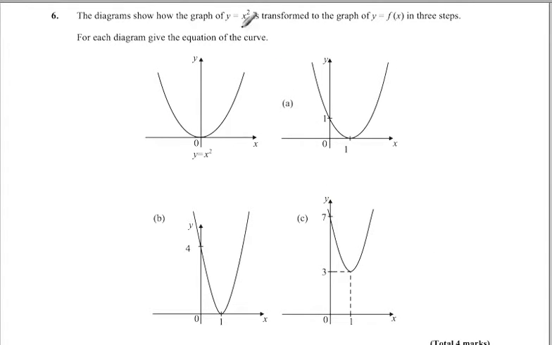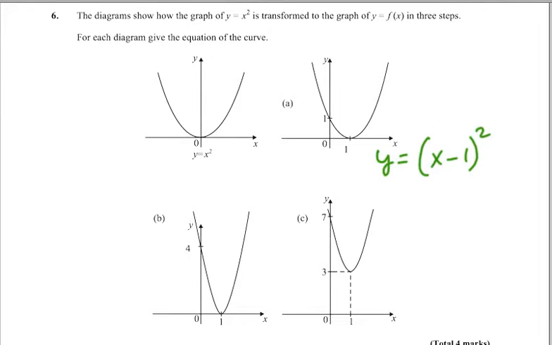So let's take a look at each diagram below. And really, they only do one transformation at a time. They don't combine them. So you're going from here to here, and as we can see, it's really just been moved to the right by 1. So the way we write this is y equals (x minus 1) squared.